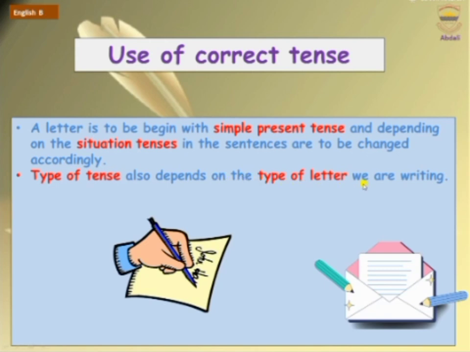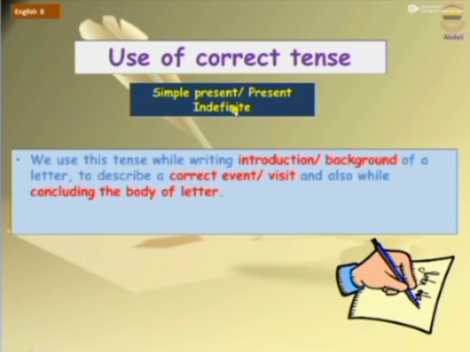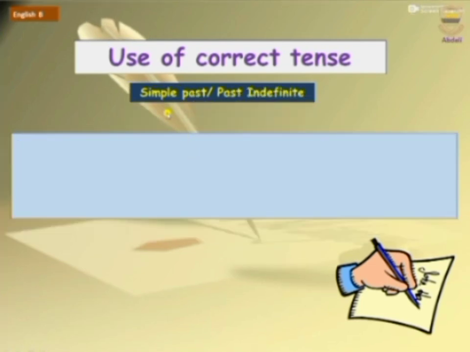Use of correct tense. First of all, we will discuss the simple present or present indefinite tense. Dear students, where do we use simple present or present indefinite tense? We use these tenses while writing the introduction and background of a letter, to describe a current event or visit, and also while concluding the body of the letter.